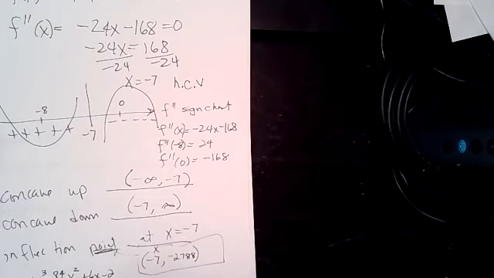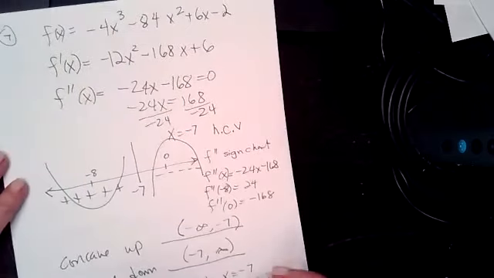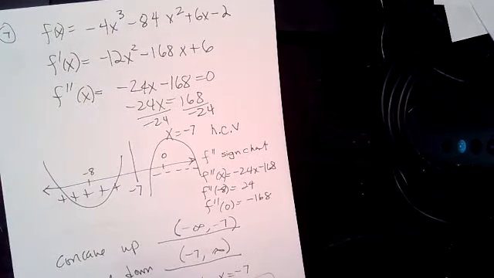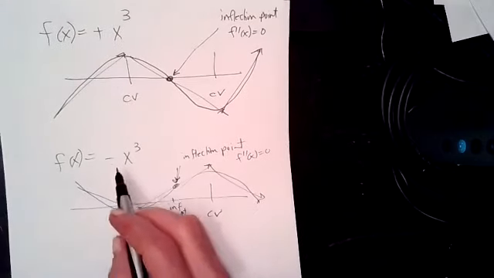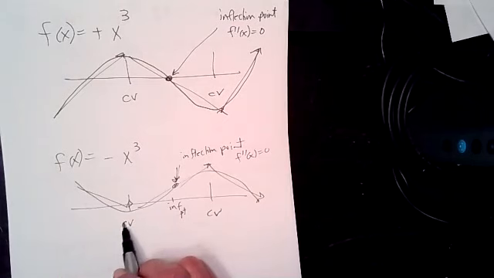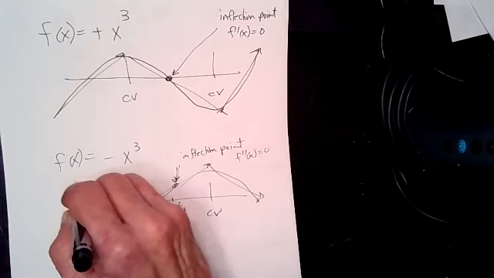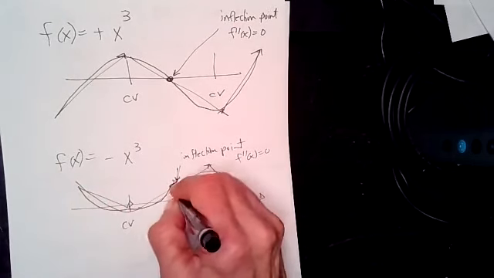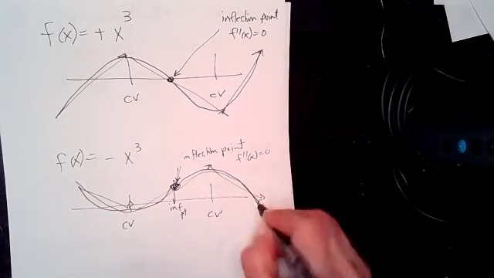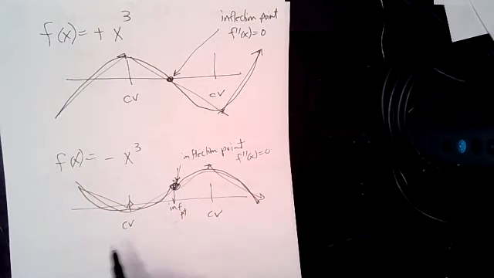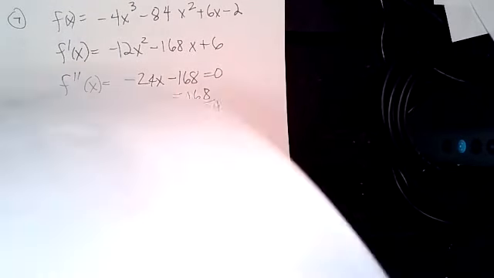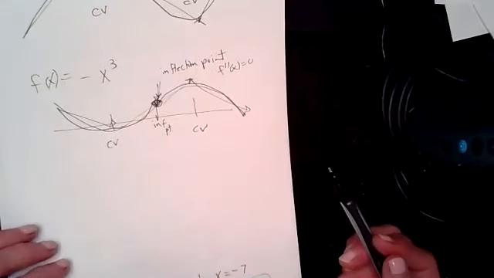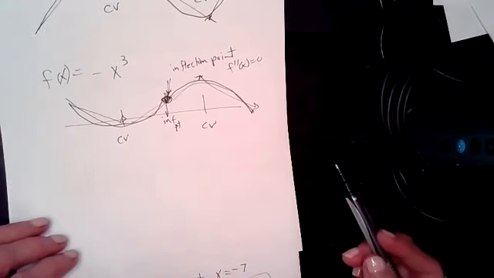Okay, but just real quick, again, if I know that my original function is negative x cubed, it's going to go down, up, down. So it's concave up to that point, and then it's concave down, and this was my negative 7. So I knew it was negative infinity to negative 7, concave up, and then negative 7 to infinity, concave down. It just helps me to know what everything looks like.